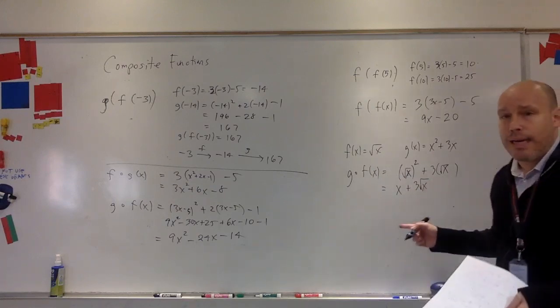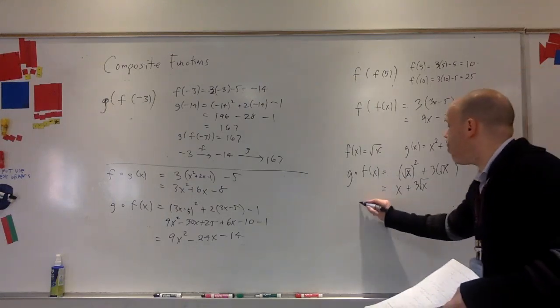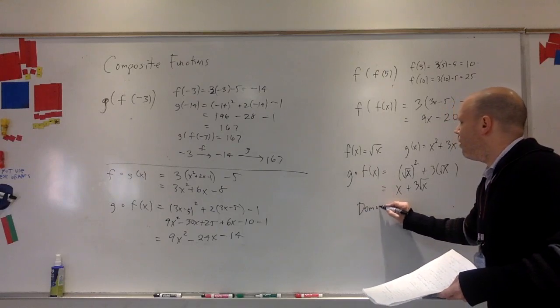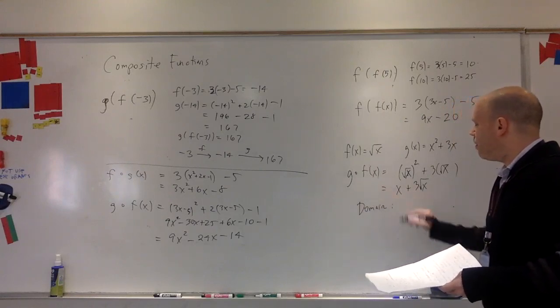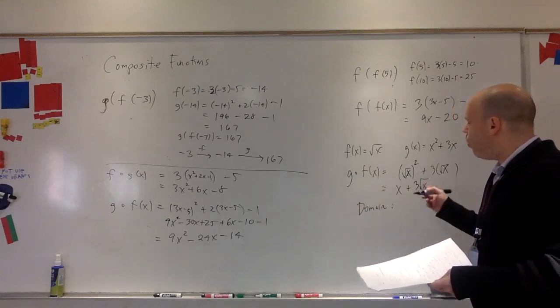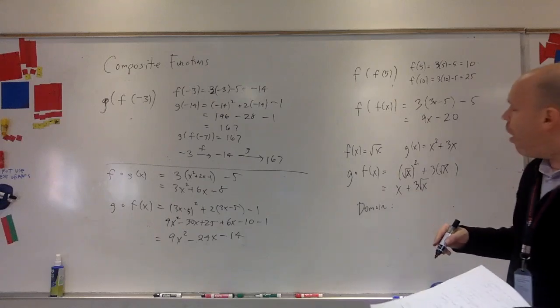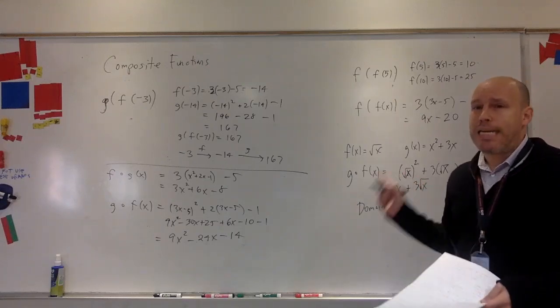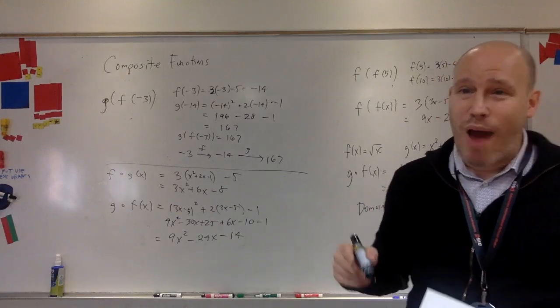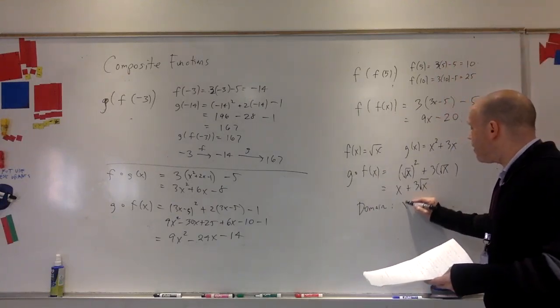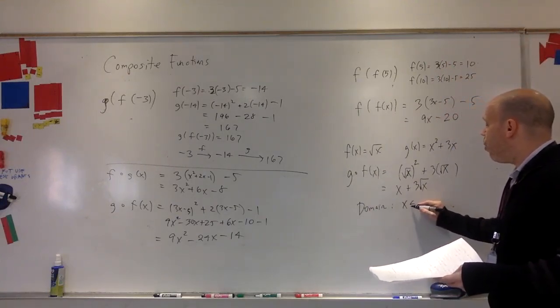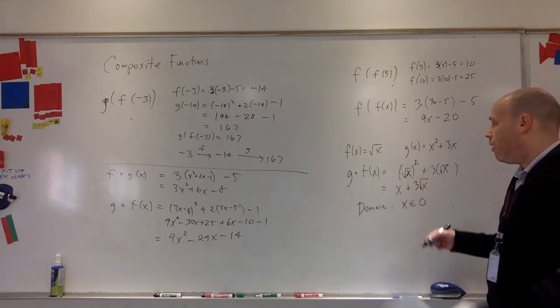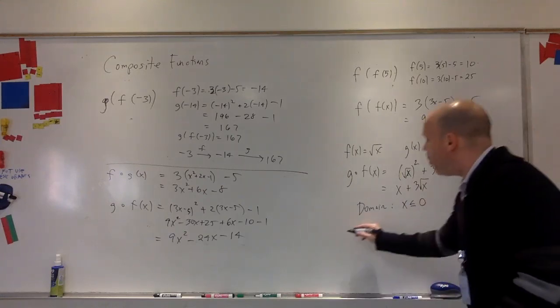So what's the domain here? What is the domain? And so you look at this and you say, oh, well, you know what? I can't put negative numbers underneath the radical. So the domain is x is greater than or equal to 0.